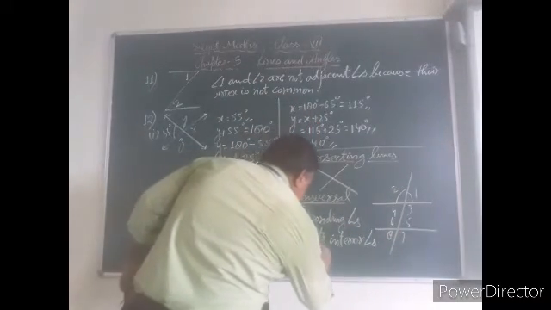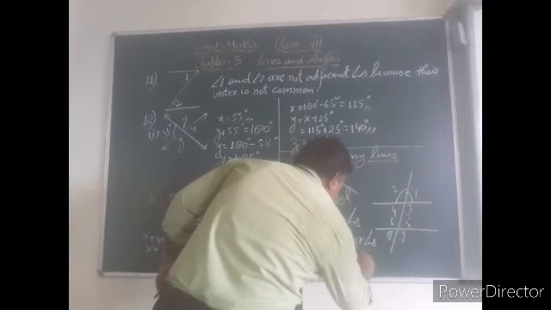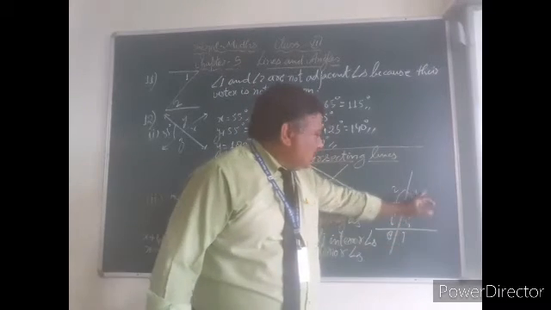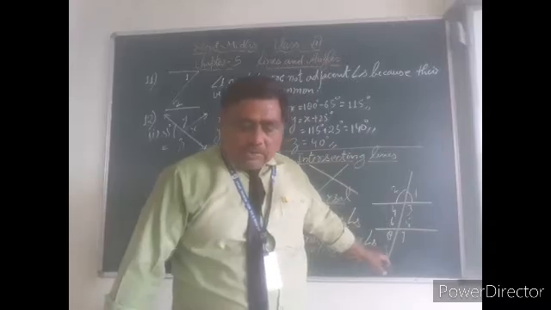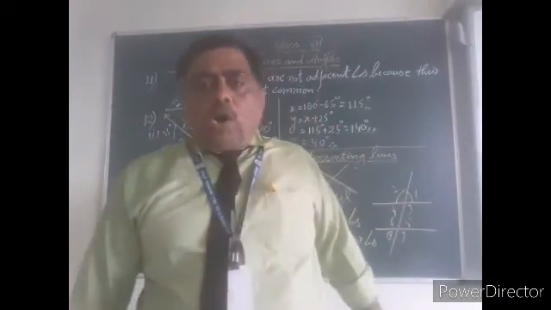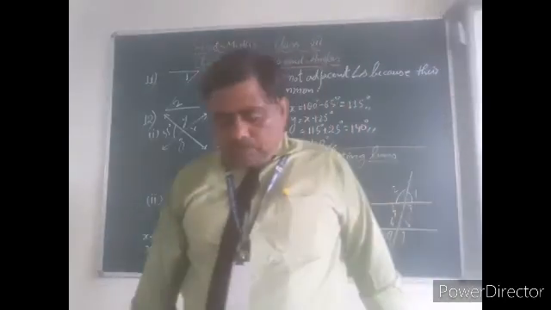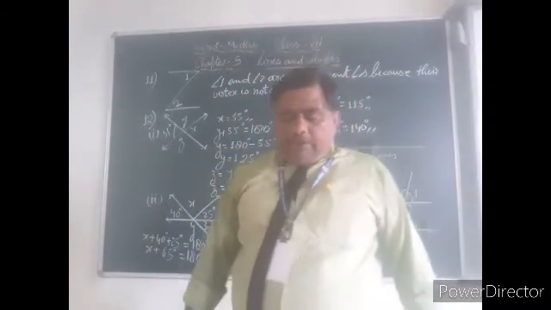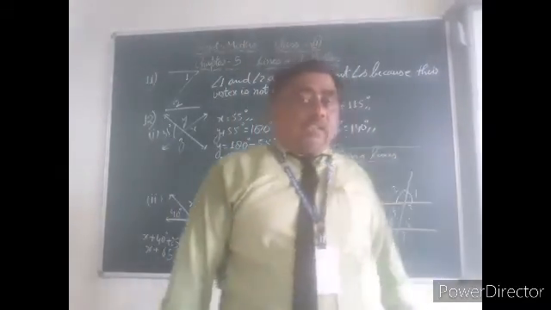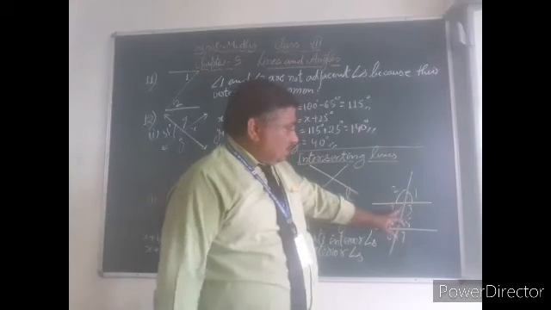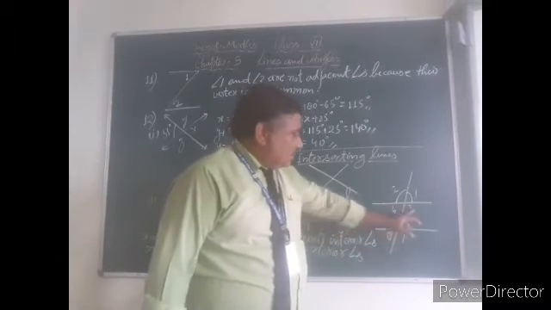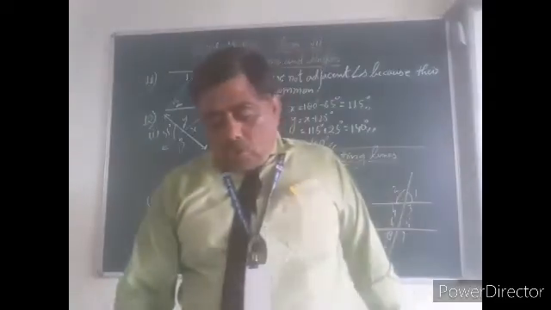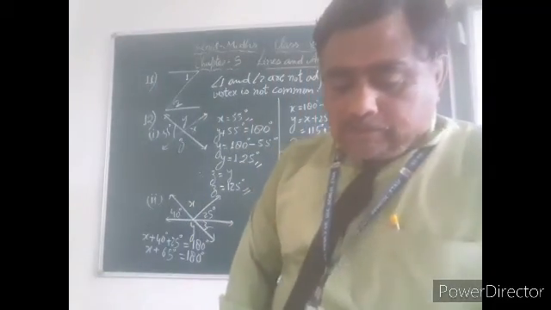Now alternate exterior angles: angle 2 and angle 7, angle 1 and angle 8. These are alternate exterior angles. Now pair of interior angles on the same side of the transversal: 4 and 6, 3 and 5. These are the pair of interior angles on the same side of the transversal.